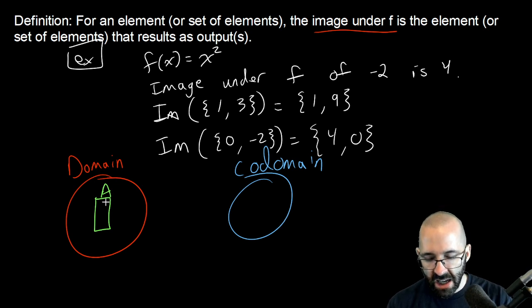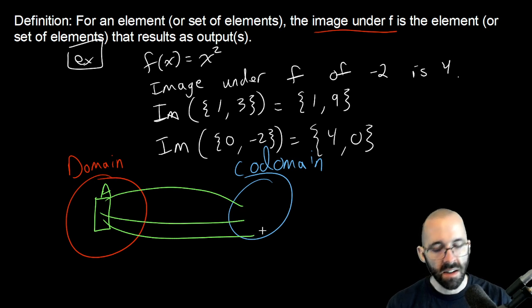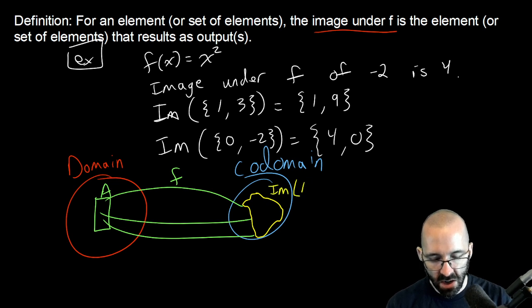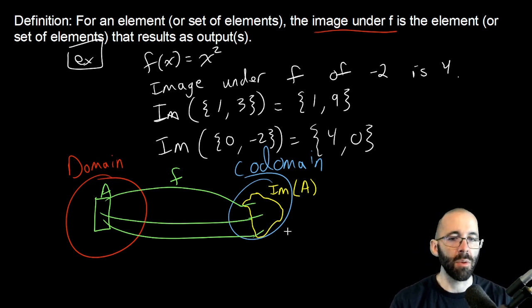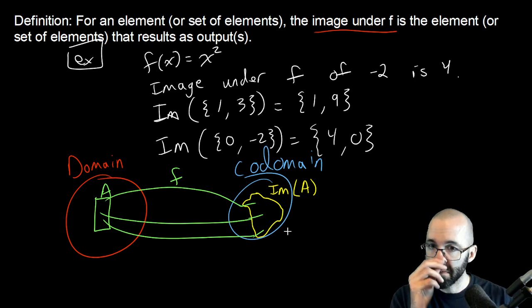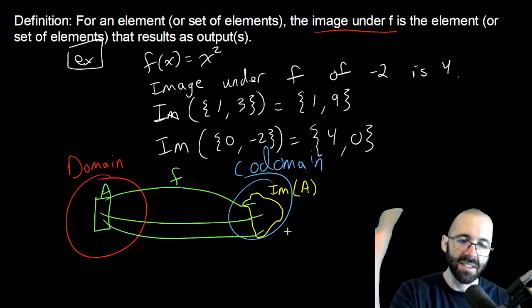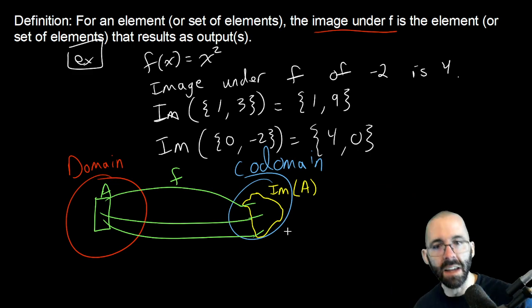Then if we take everything in A, apply F to it, the image is just whatever those all go to. This is the image of A. So that's everything. It's like the set of all the outputs for that subset. That's what the image is really doing. Okay. The image of A is the set of all the outputs that come from all the inputs of A.